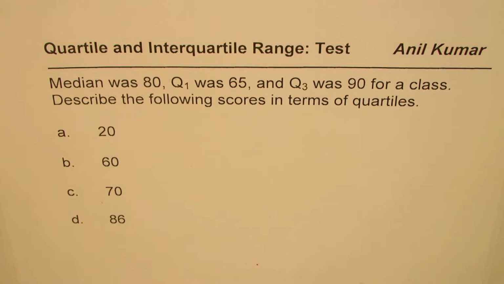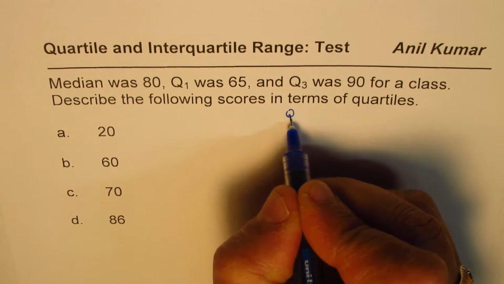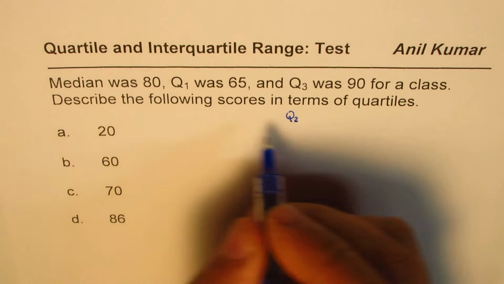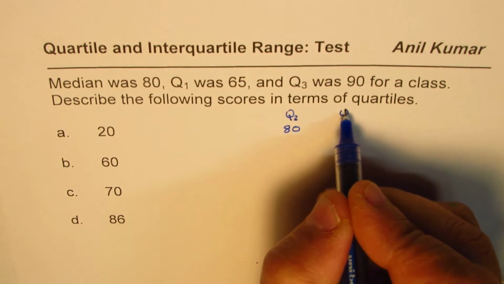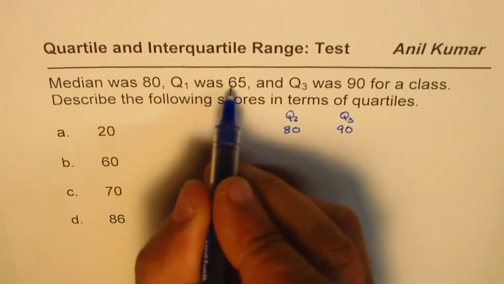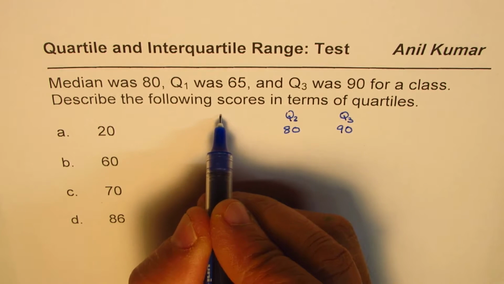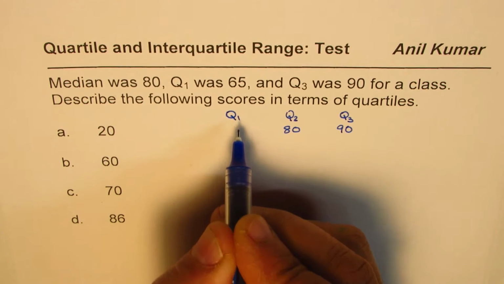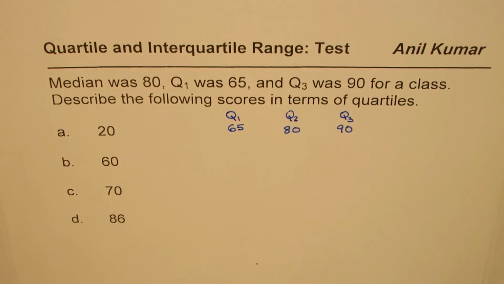Let us begin with what we are given. We are given the median, which is also treated as Q2, right? So Q2 is equal to 80. Q3 is 90. Q1 is 65. This difference is 10, which is slightly more, so let me just increase this distance relatively. So it becomes 65. So these are our quartiles.